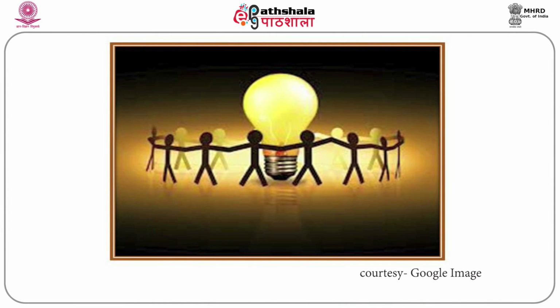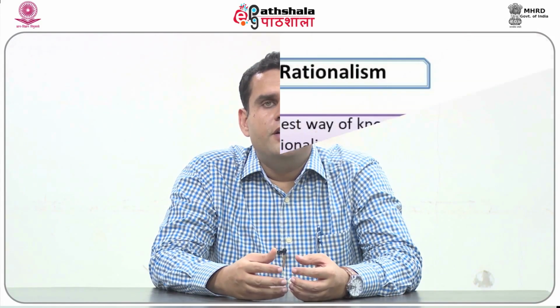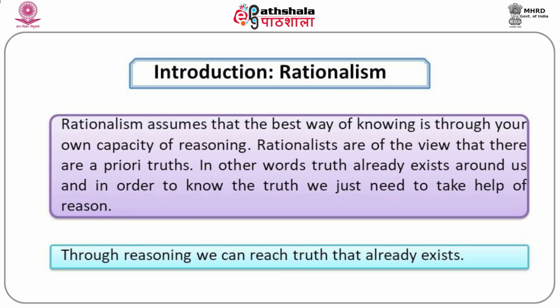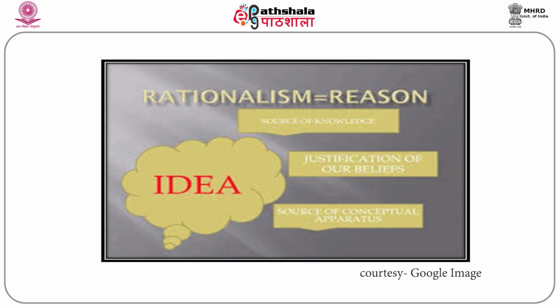To begin with, let us see what rationalism is. Rationalism assumes that the best way of knowing is through your own capacity of reasoning. Rationalists are of the view that there are a priori truths. In other words, truth already exists around us, and in order to know the truth, we just need to take help of reason. Through reasoning, we can reach truth that already exists. So what is required is to train our minds in such a way that we reach truth.